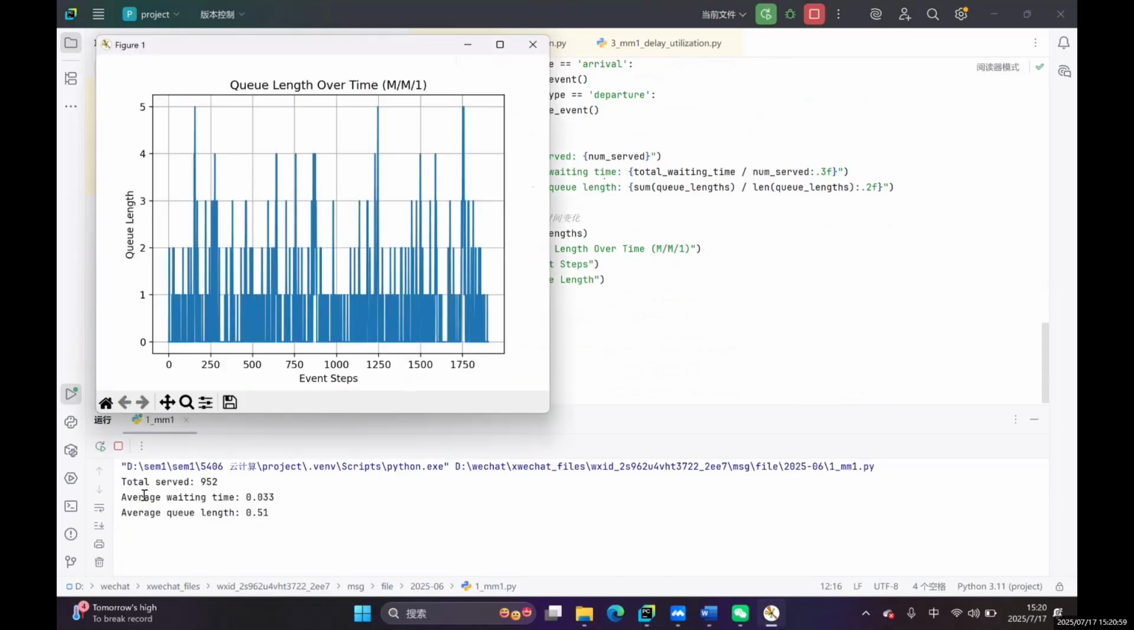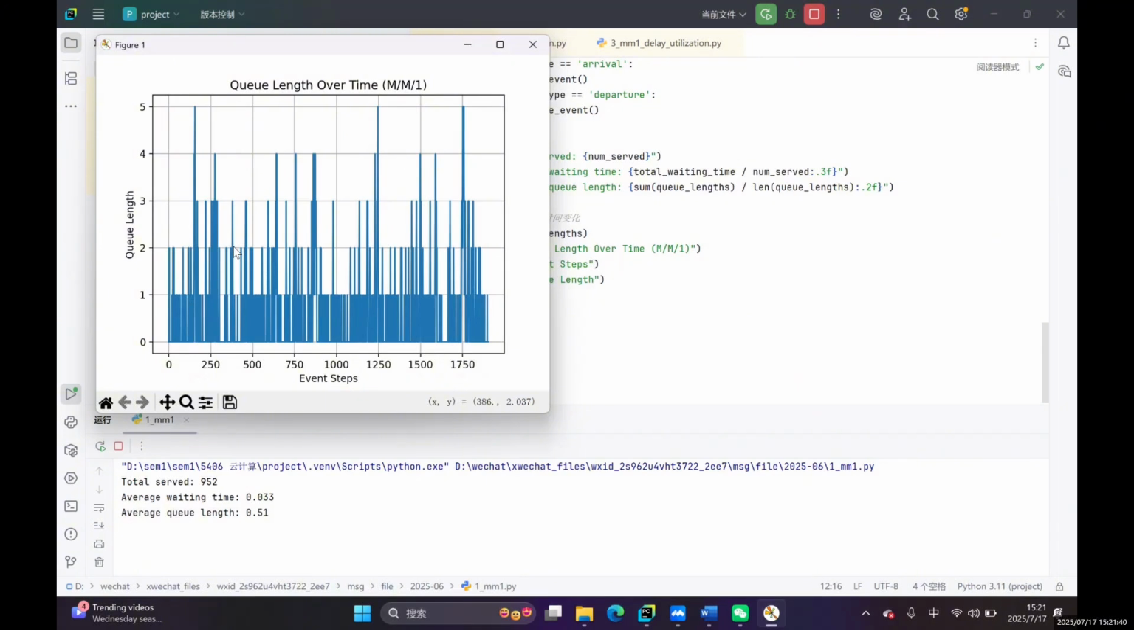So here are the results: the total served, average waiting time, average queue length, and the picture of queue length over time to show the congestion. On the X-axis, we have event steps, meaning each time either a customer arrives or departs, it is counted as one event. And on the Y-axis, we can see the queue length, which means how many people are waiting at each step.